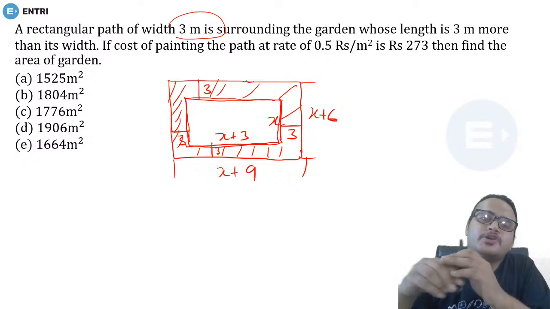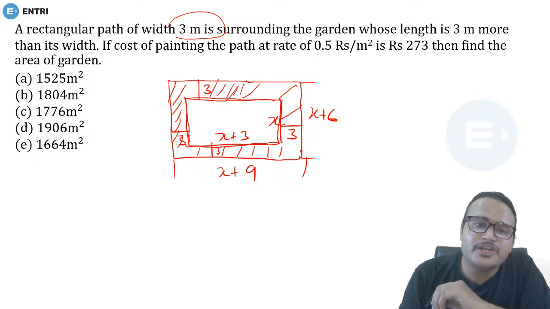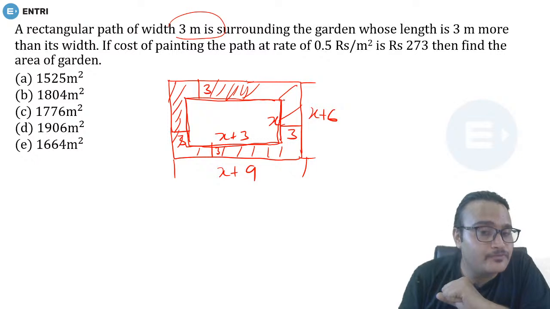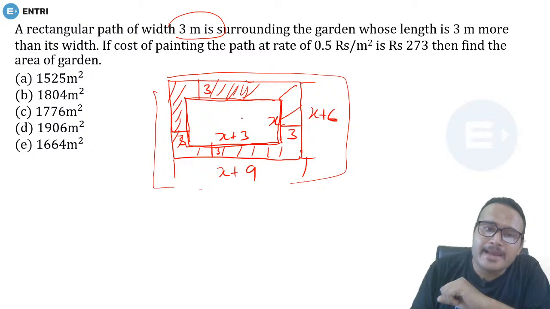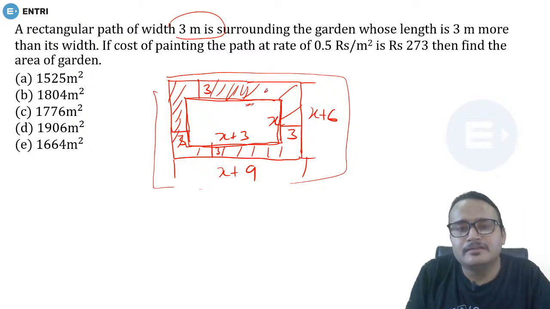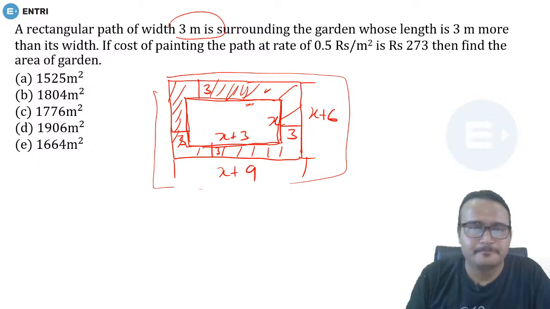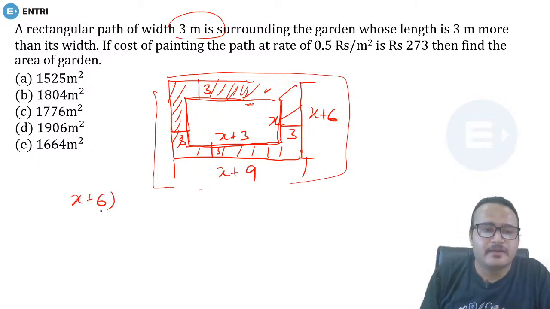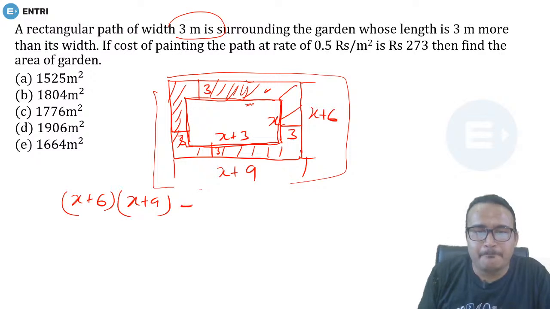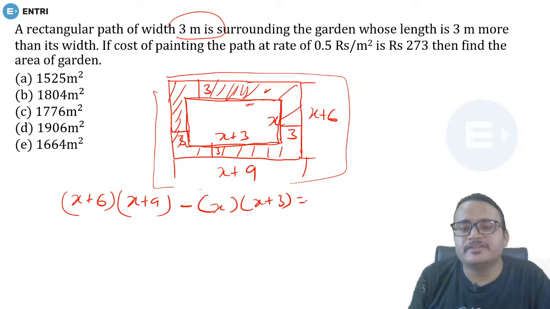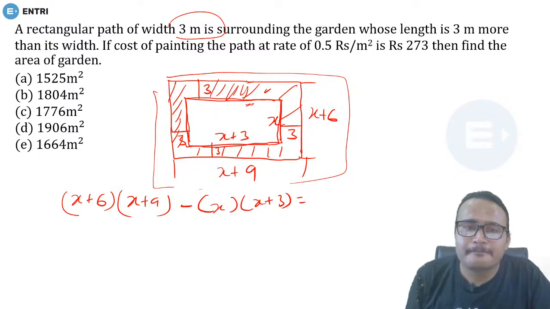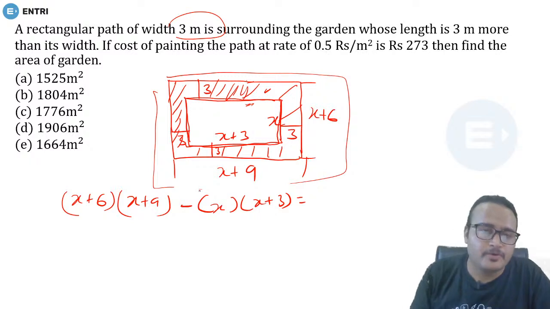So guys, the cost of painting the path. If you want to paint the path only, you need to find the area of the path. How can you find the area of the path? Overall area minus the inner area will be the area of the path. I hope you got that. So x plus 6 into x plus 9, minus x into x plus 3. This is the area we need to paint, the area of the path.